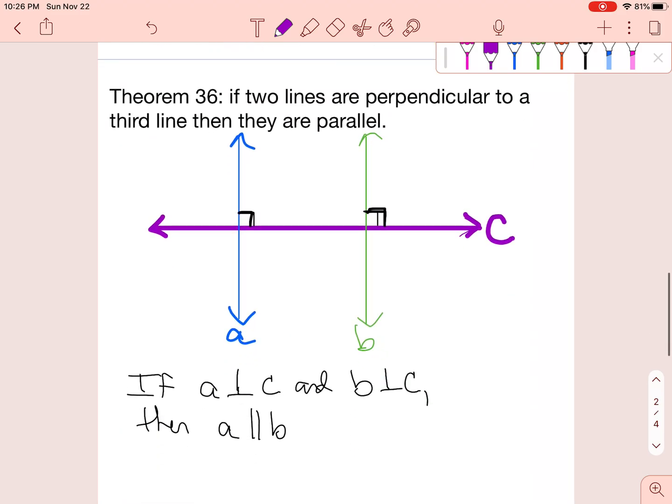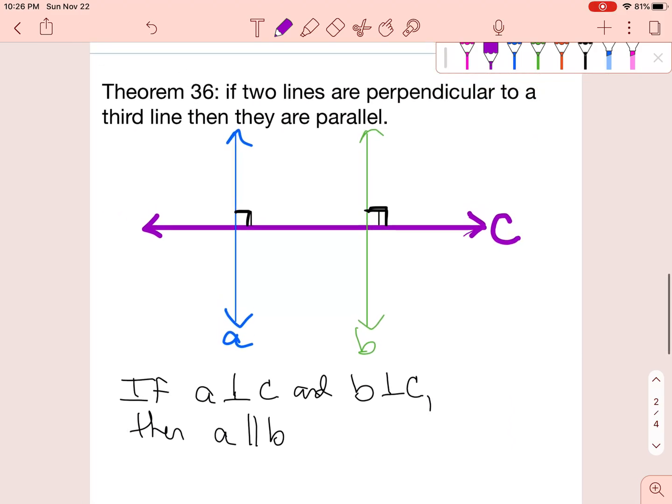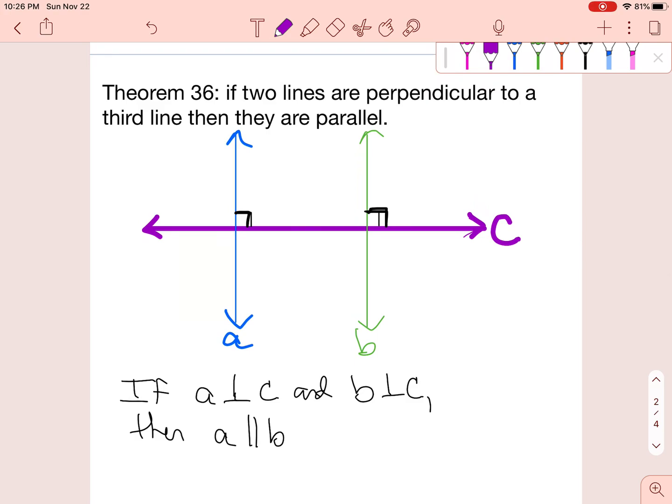Last theorem, I know this is a lot of theorems for today. Again, very obvious. If two lines are perpendicular to a third line, okay, then they're parallel. So if the blue line is perpendicular, you can see this right here. The blue line is perpendicular to the purple line. And the green line, here's my green one, is also perpendicular to the purple one. Then the blue and the green have to be parallel. There's no way around it.